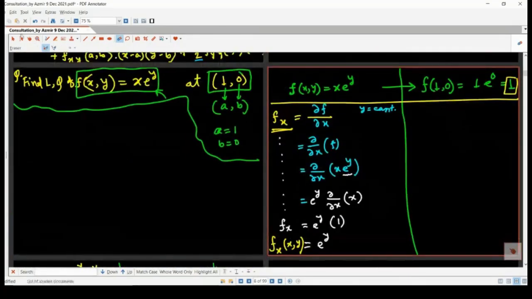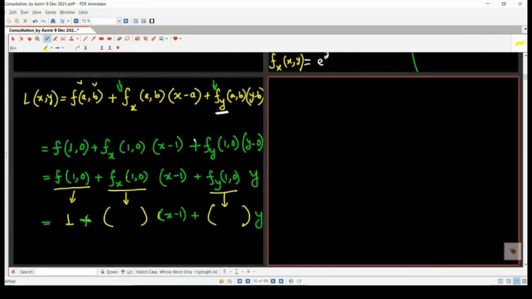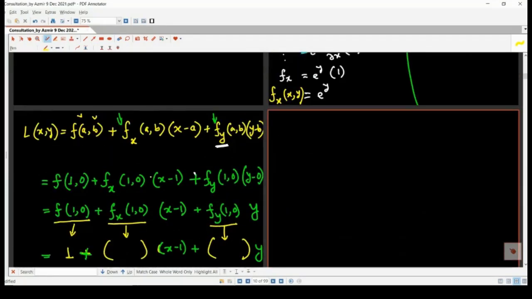Because this is a function, f of x comma y is a function of two variables. Its first derivative or partial derivative will also be a function of two variables. Now have a look here. We need to find f sub x at 1 comma 0. So here we have f sub x. Now we have to find f sub x at 1 comma 0.